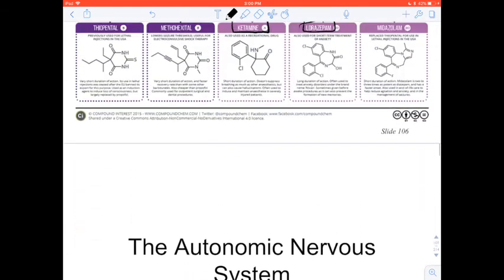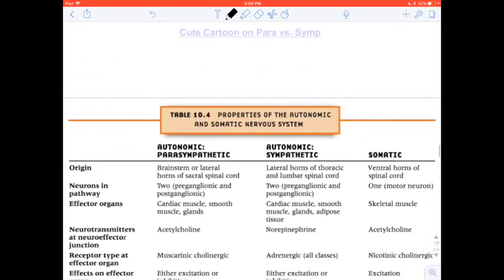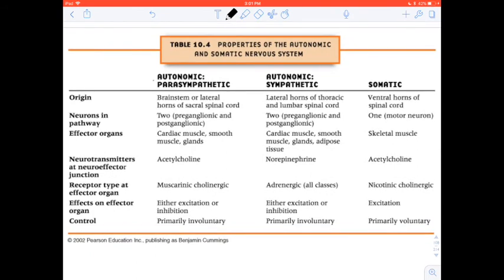All right, so now we've covered our sensory system, and let's move into the autonomic nervous system. Again, remember autonomic, we're breaking it into parasympathetic and sympathetic. And then off to the side, we have the somatic.